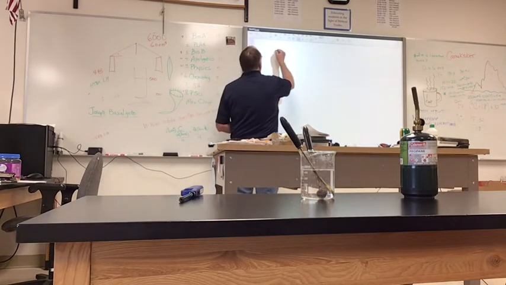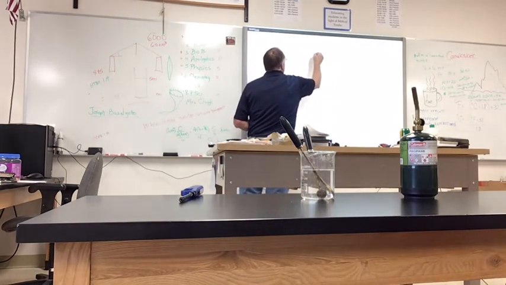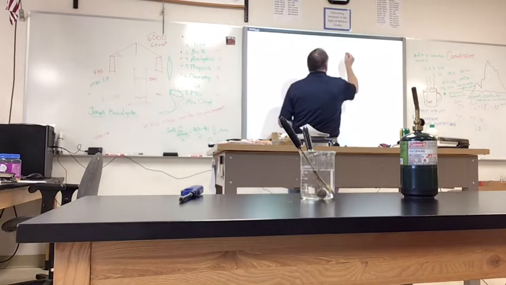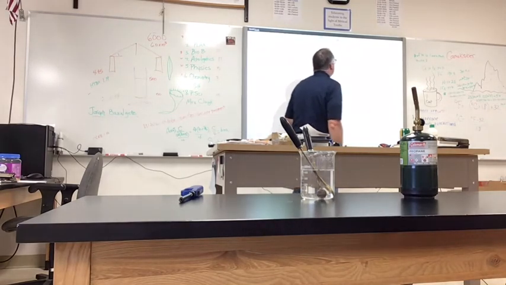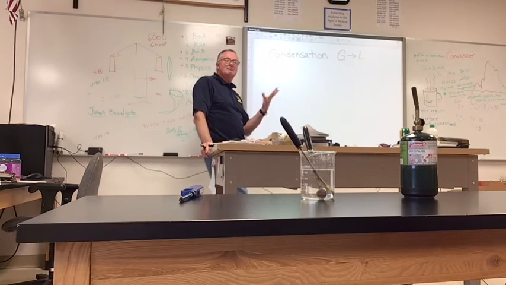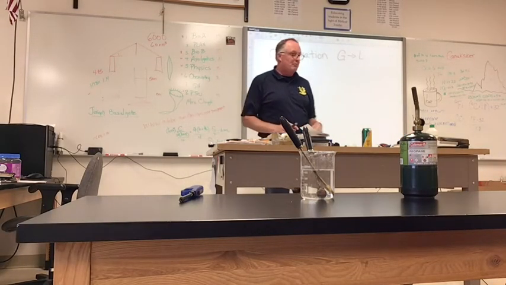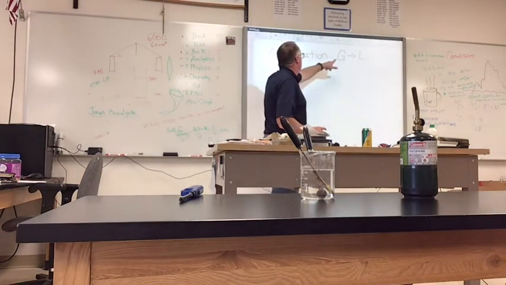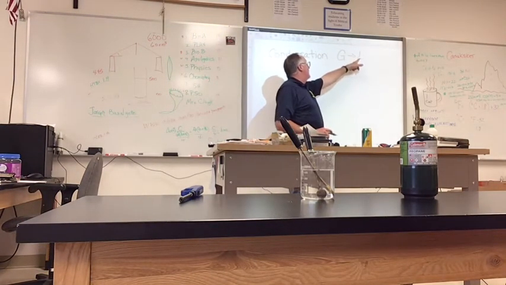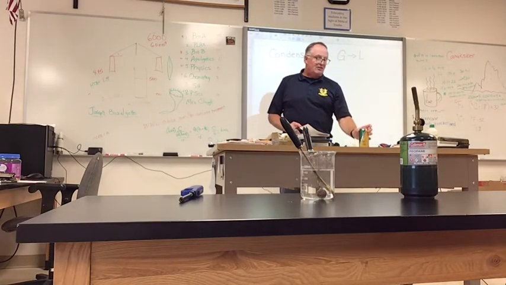Let's do condensation. Condensation is when we have a gas that changes to a liquid. So there's moisture in the air on a hot summer day. We call it humidity, and it touches a cold can of pop that you have out at your picnic, and the moisture in the air hits the cold can, and it turns into a liquid. We say the can is sweating. We get that condensation on the outside.